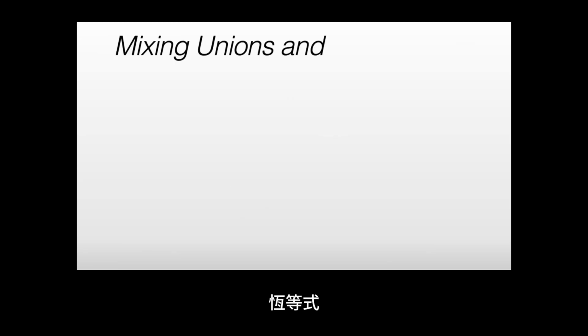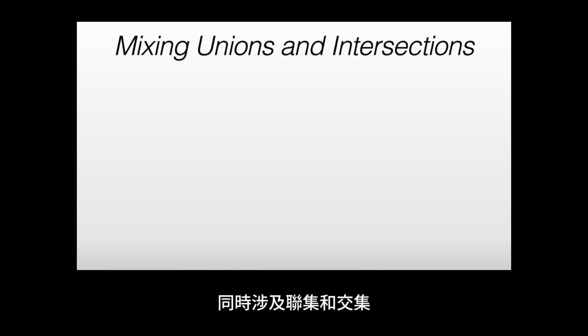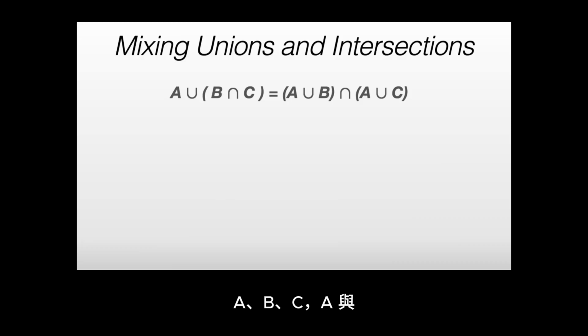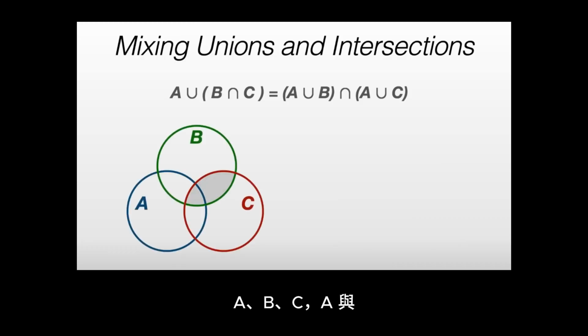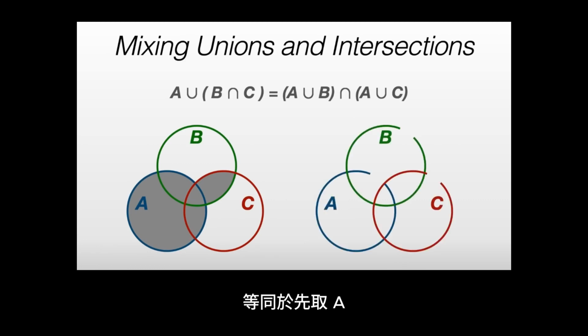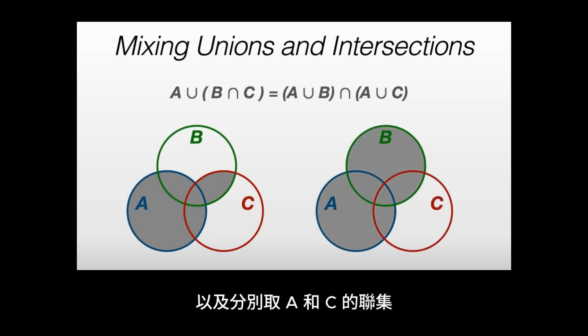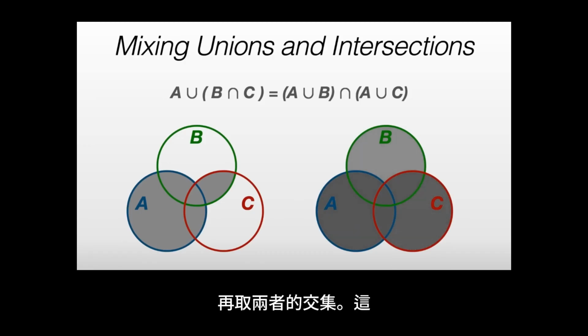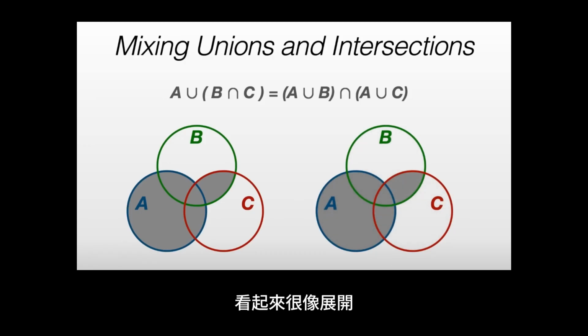We also have a couple of identities involving both unions and intersections. For 3 sets, A, B, and C, taking the union of A with the intersection of B and C is the same as if we take the union of A and B and the union of A and C separately and then take the intersection. This looks a lot like multiplying out the brackets, and so it's relatively easy to remember.